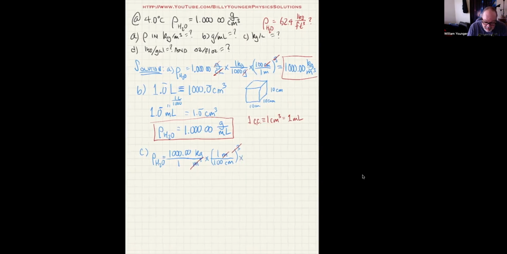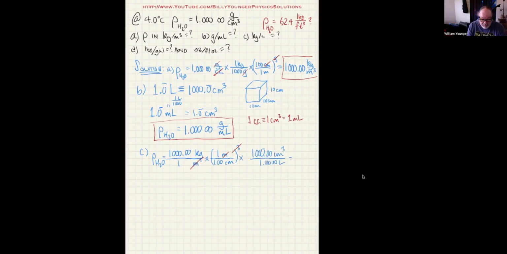I can say that 1,000.00 centimeters cubed is equal to 1.00000 liters. And now what you see is I have 1,000 times 1,000 on top.